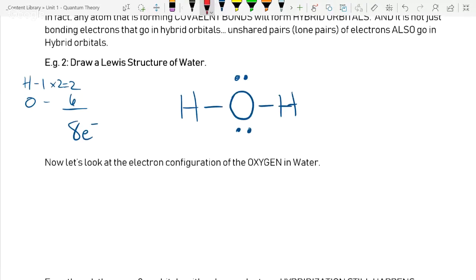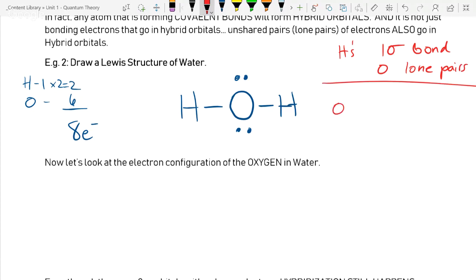Now let's do a little accounting. Hydrogens, which are both the same, are making 1 sigma bond. And do they have any lone pairs? No. Okay, 0 lone pairs. They're boring, so we're not going to worry about them. But let's talk about oxygen. What's it got? 2 sigma bonds. And Blaze, I heard you say it. And 2 lone pairs. Good.